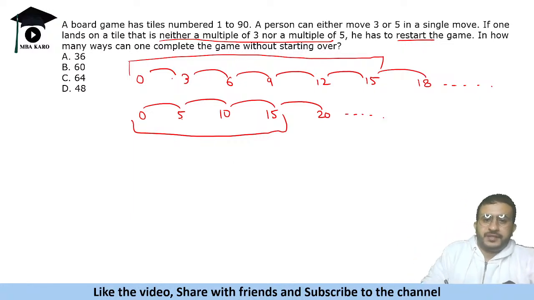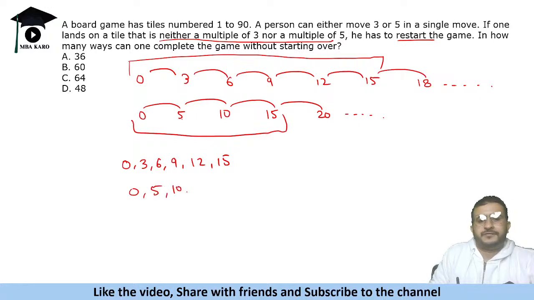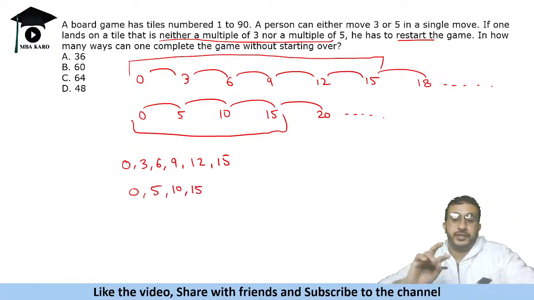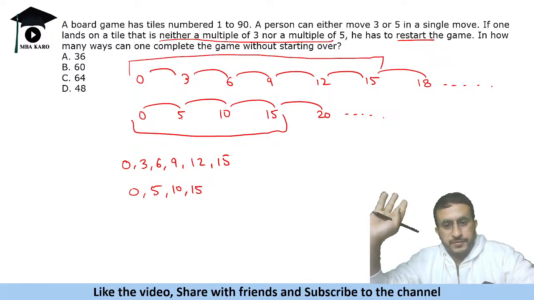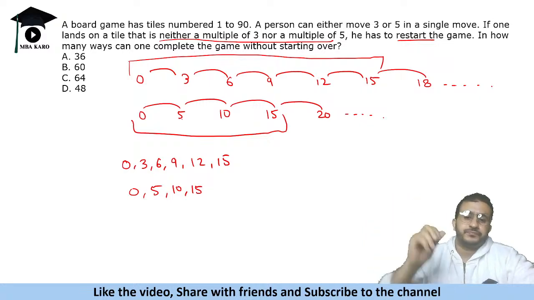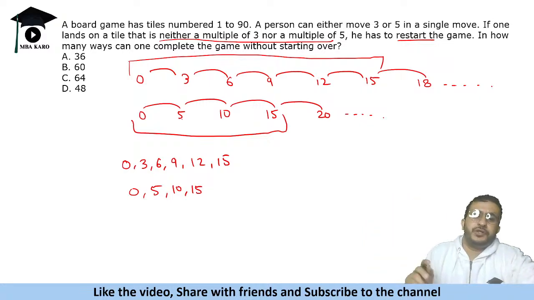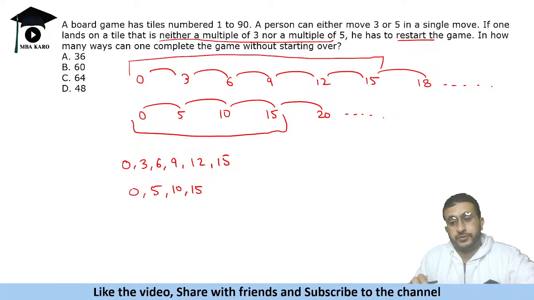या तो आप ये वे लोगे 0, 3, 6, 9, 12, 15, या फिर आप ये वाला रूट लोगे 0, 5, 10, 15. So you go either in multiples of 3 or in multiples of 5. Okay. Now let us say the game is only till 15. So there are two ways to do it.